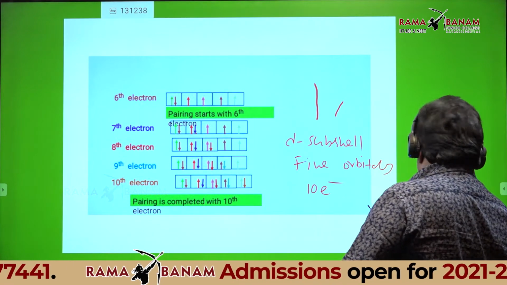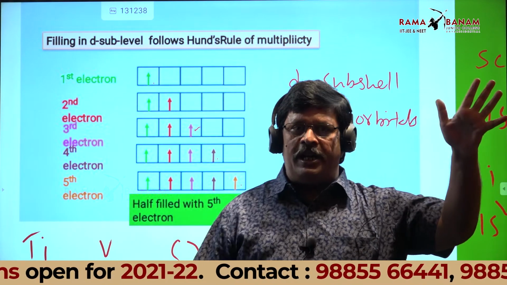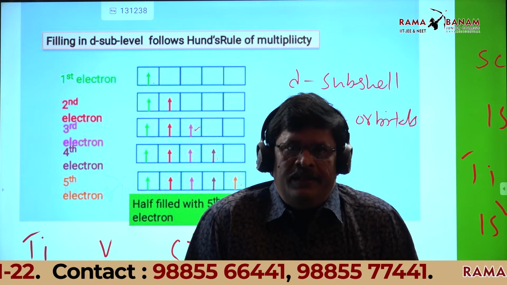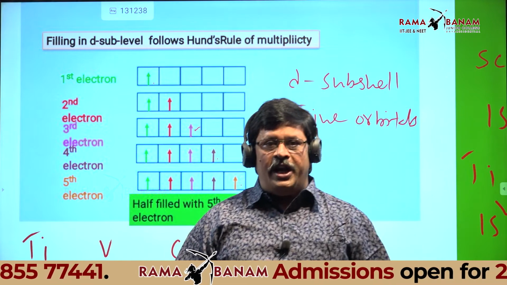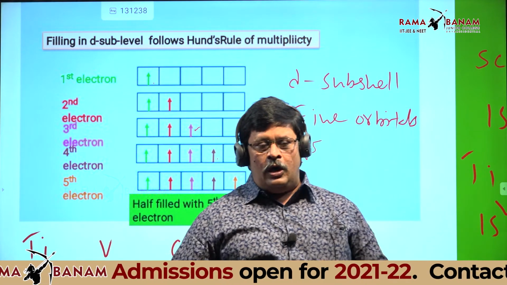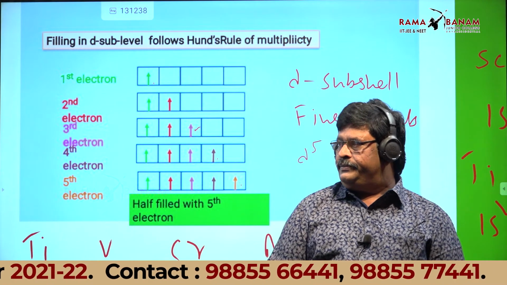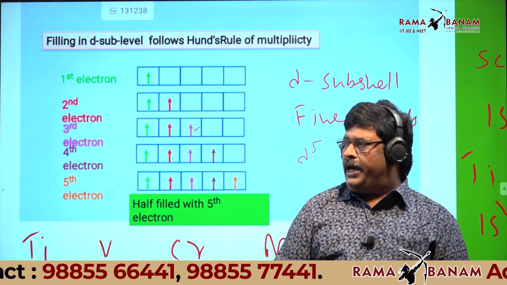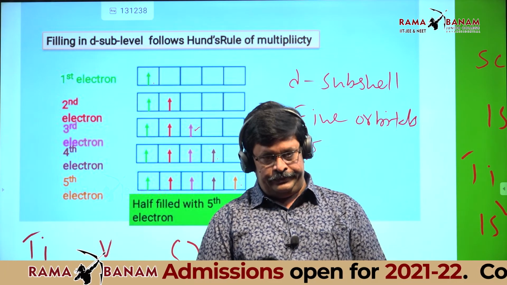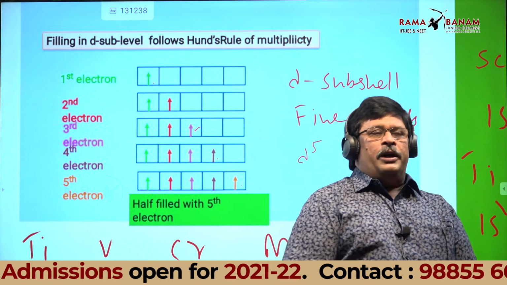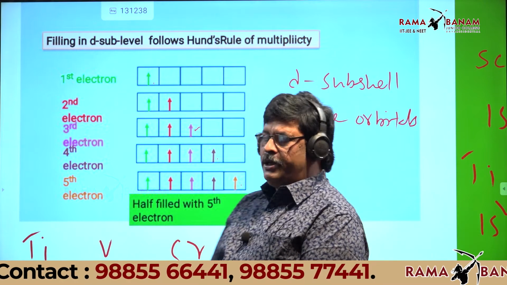Students, one more time listen to me, the previous slide. The d subshell accommodates 5 orbitals and 10 electrons, and all 5 d orbitals are degenerate. So according to Hund's rule, pairing takes place only after all are half filled. Bhaskar, can you mute your mobile? Students, any doubt?